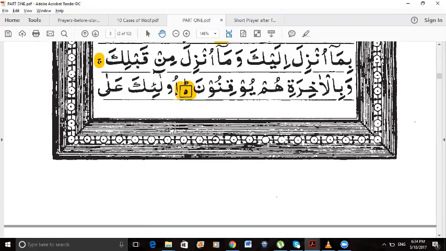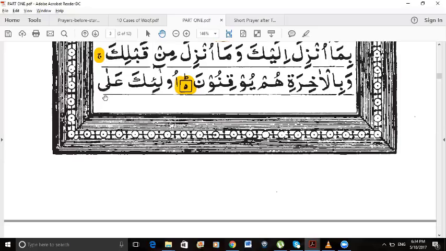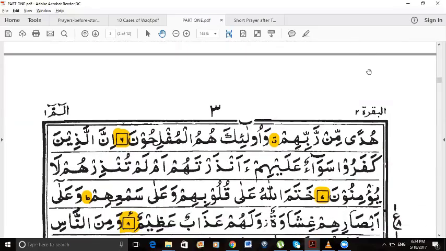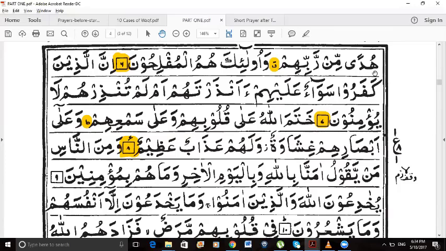Wala. Okay, this is u, then this is an. Ulaika. Ala. Hudan. Try joining. These 2 words need to be joined. Hudan min rabbihim. Excellent. Well done.